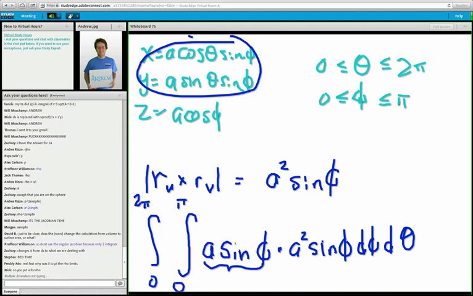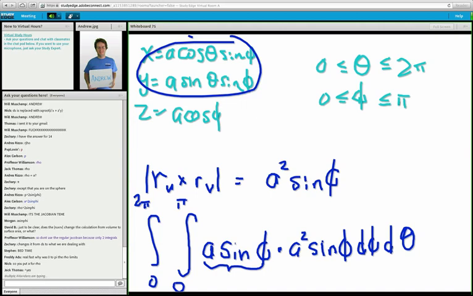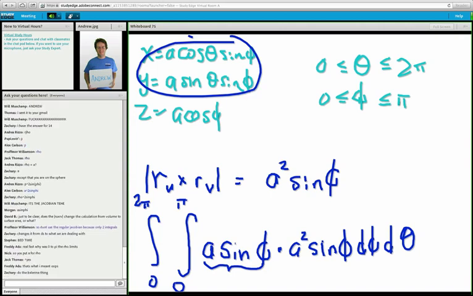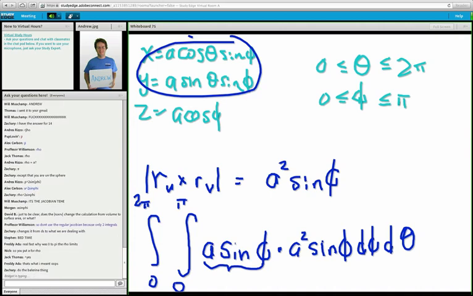Real fast. Why does 0 to pi were the row limits? Okay, those aren't row limits. Those are phi limits. There are no row limits. Row is fixed. The reason phi goes from 0 to pi is because it's the entire sphere. It doesn't say between the cone. It doesn't say less than this cone. It doesn't say between two cones. It just says the sphere. So it's the entire sphere.